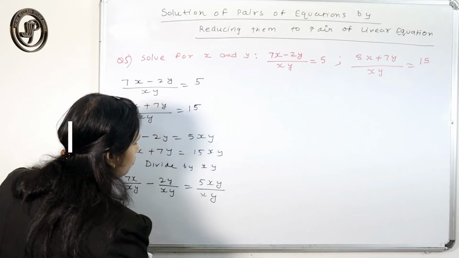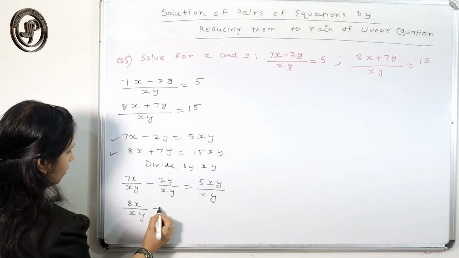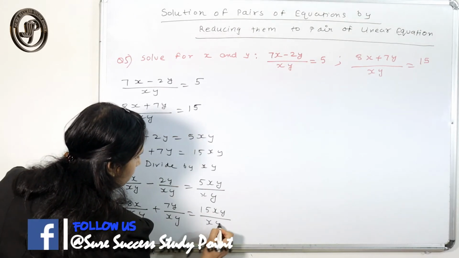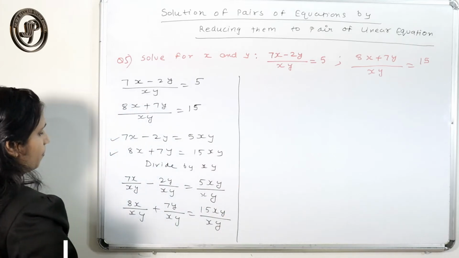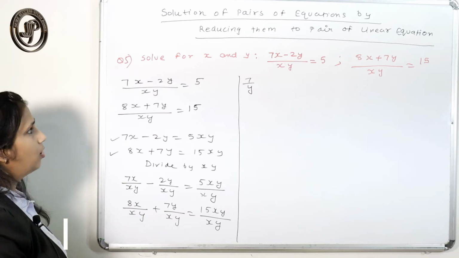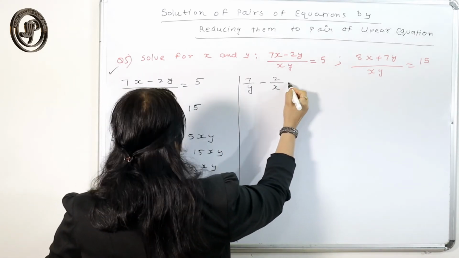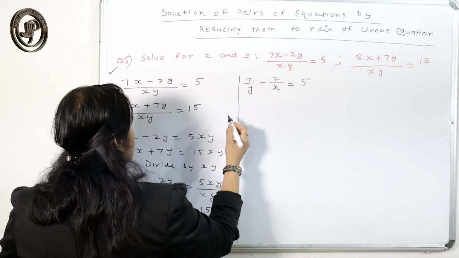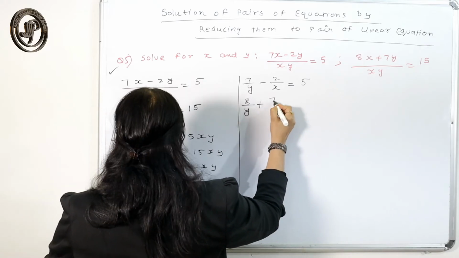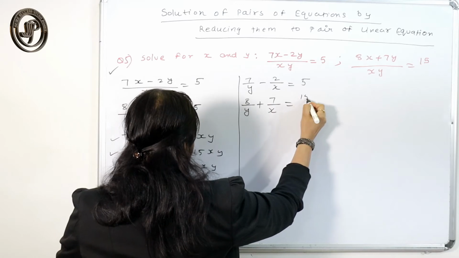I am going to divide this equation also: 8x upon xy, 7y upon xy, 15xy upon xy, right? Then what do we get? Here 7 by y, because your x and x will cancel out. This is a very important question. Here minus 2 upon x is equal to 5. Here 8 upon y plus 7 upon x is equal to 15.